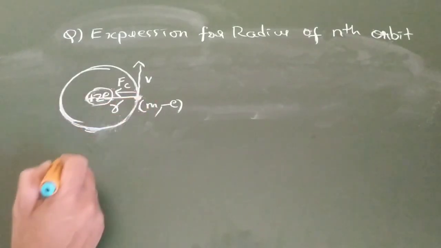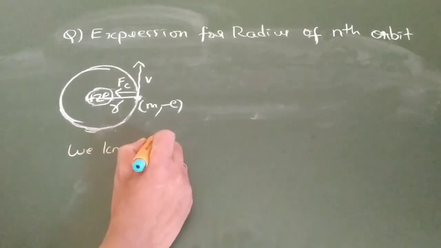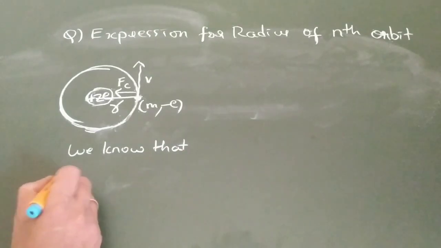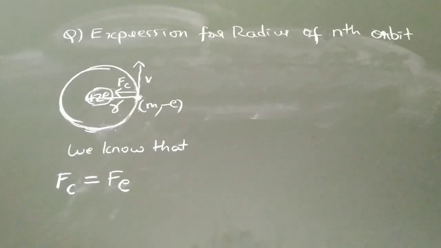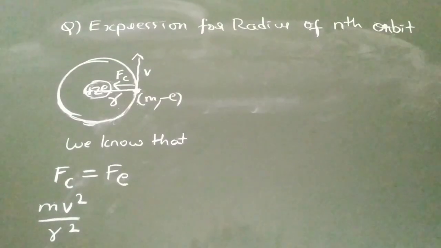So we know that Fc will be equal to Fe. This is the first statement you have to write: Fc is equal to Fe, where Fc is the centripetal force and Fe is the electrostatic force. From this, what is Fc? Mass of the electron into the square of the tangential velocity, m v square, divided by r square.